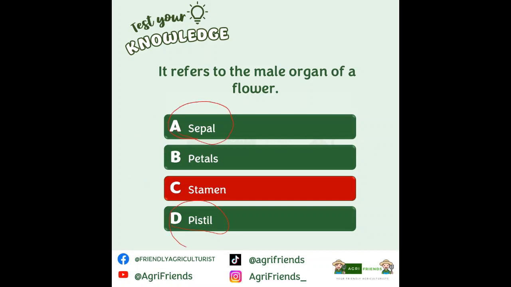Sepals, or the calyx, are defensive organs that enclose and protect the developing reproductive structures. Petals are also called corolla, so these are modified leaves that surround the reproductive parts of a flower.